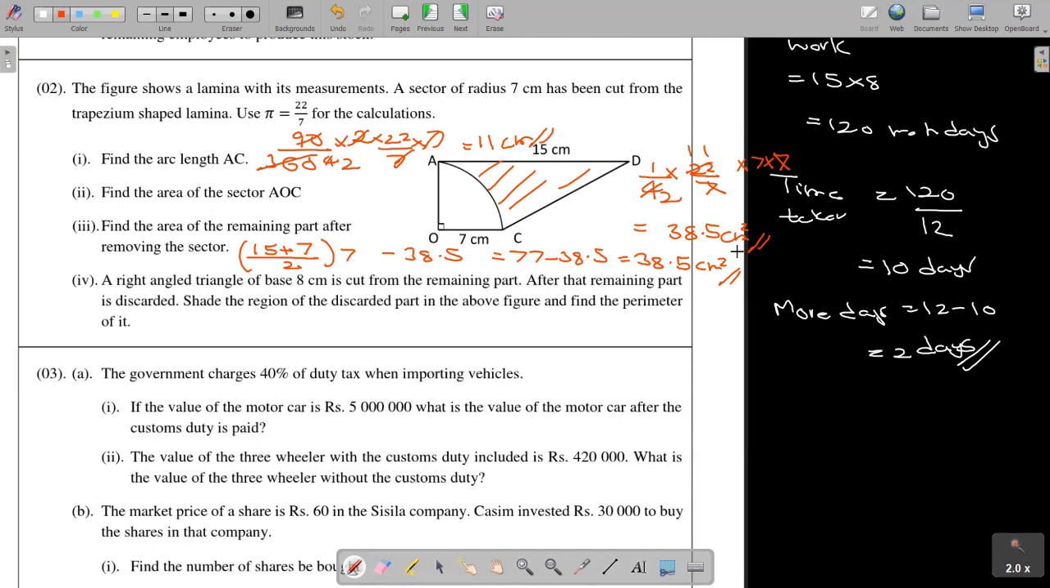So for the fourth part, a right angle triangle of base 8 centimeters is cut from the remaining part. After that the remaining part is discarded. Shade the region of the discarded part in the above figure and find the perimeter of it.